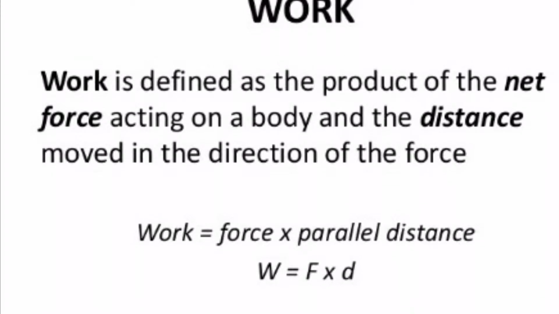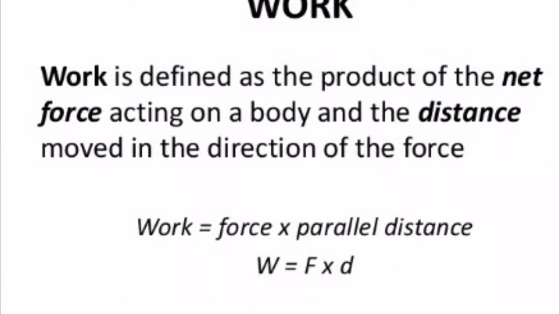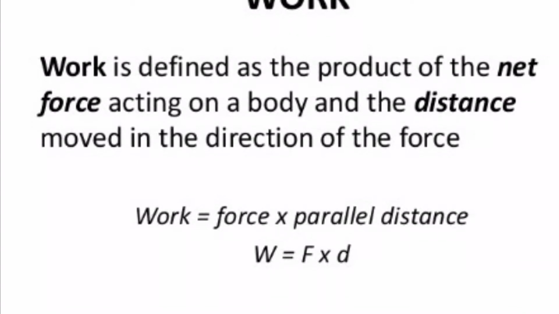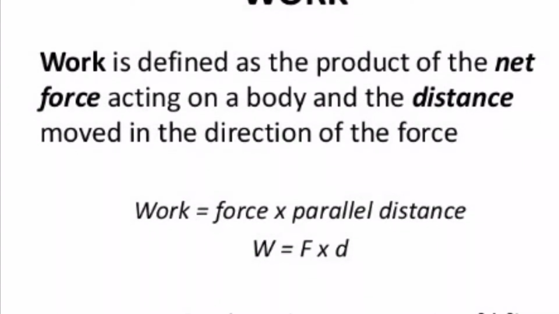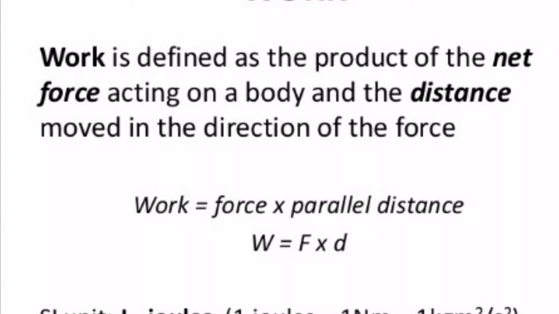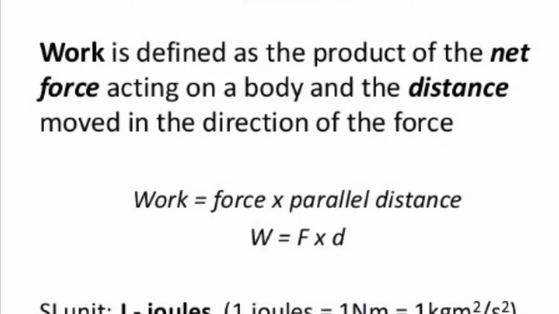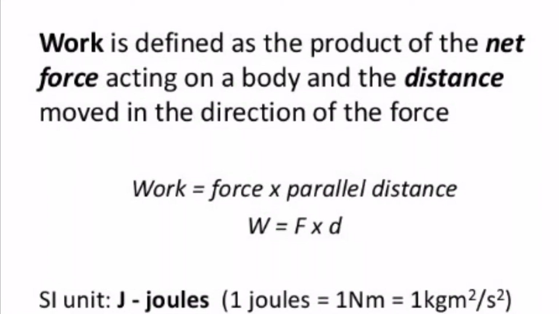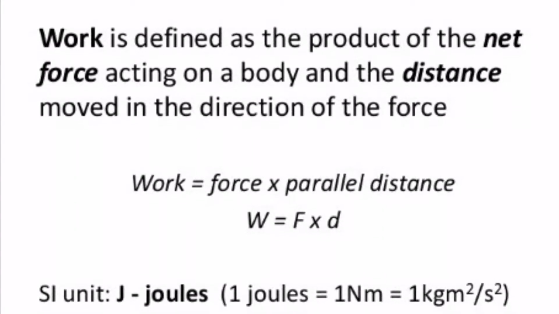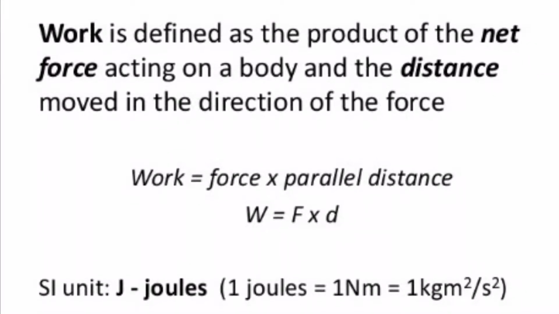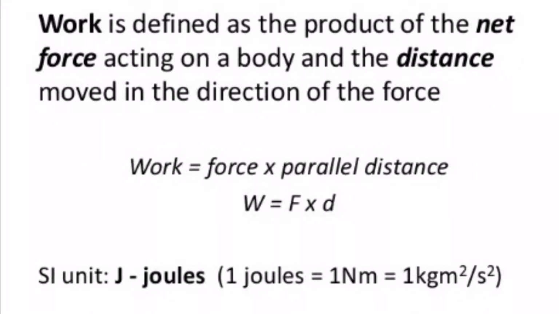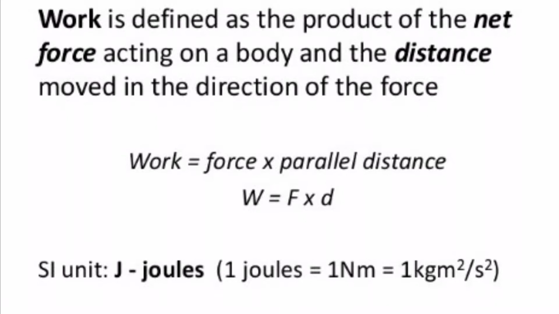Work can be defined as the product of the net force acting on a body and the distance moved in the direction of the force. There can be positive work when the direction of the force and the direction of the motion are the same. Negative work when the direction of the force and the direction of the motion are opposite. And no work when the direction of the force and the direction of the motion are perpendicular. Work is a scalar quantity and is measured in joules.